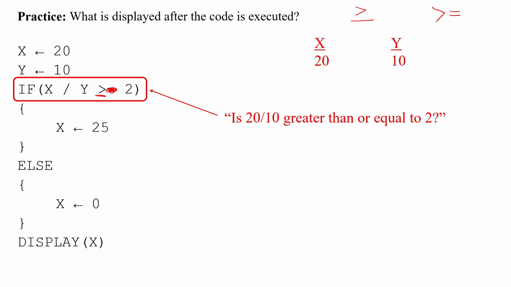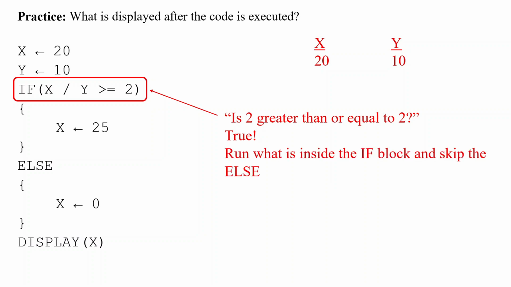Okay. So is 20 divided by 10 greater than or equal to 2? Well, we have to evaluate that expression first. 20 divided by 10 is going to be 2. So the question is, is 2 greater than or equal to 2? And that's true, right? It's not greater than, but it is equal to. 2 is equal to 2. It is true.